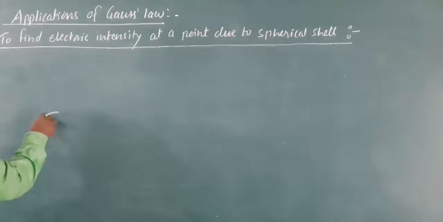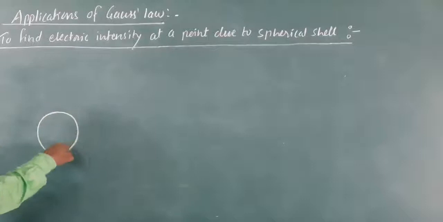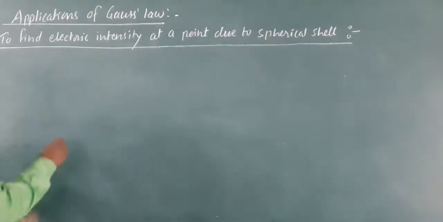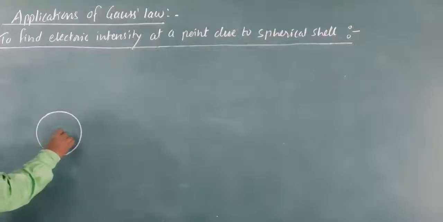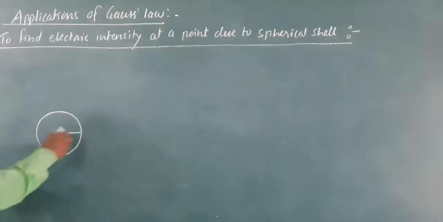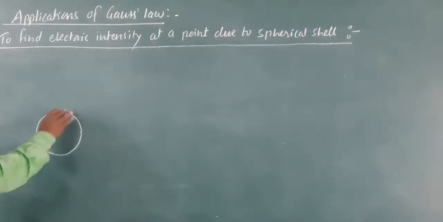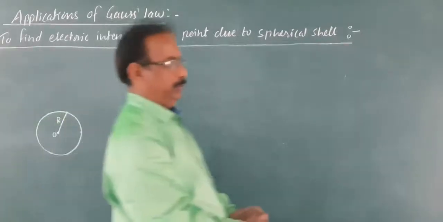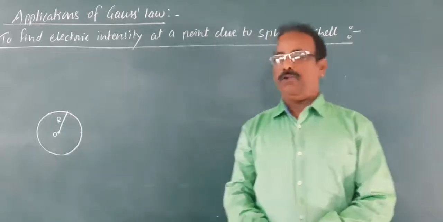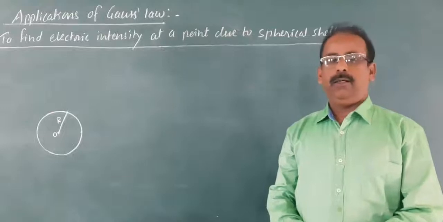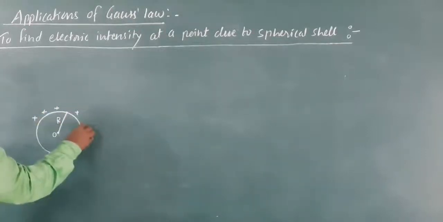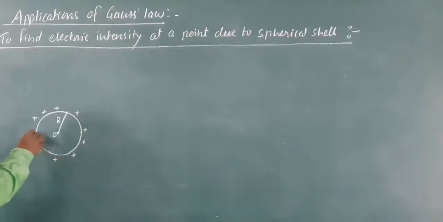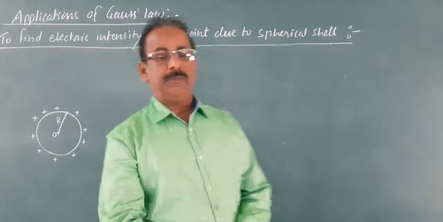Consider one spherical shell or spherical conductor of radius capital R and center at point O. Suppose that plus Q charge is given to this spherical shell.